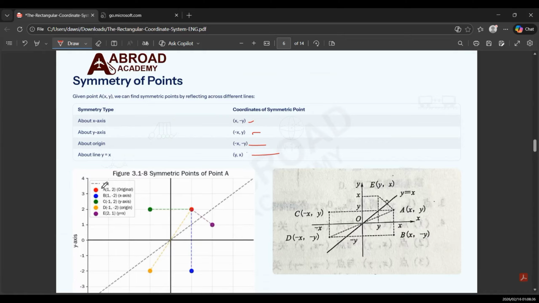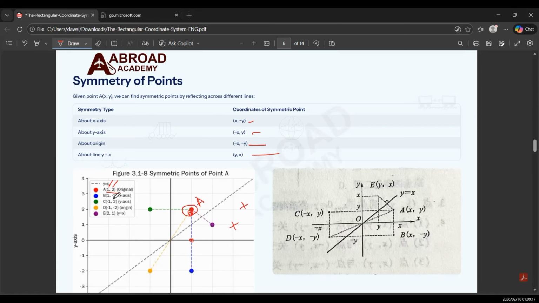As you can see here, here is a point A, which is (1, 2). The value of x is 1 and the value of y is 2. That means the x value is positive. We know this side for x is positive and this side for y is also positive. So x is 1 here, and 2 for y. This is the point A.